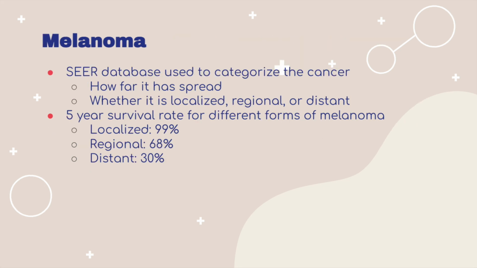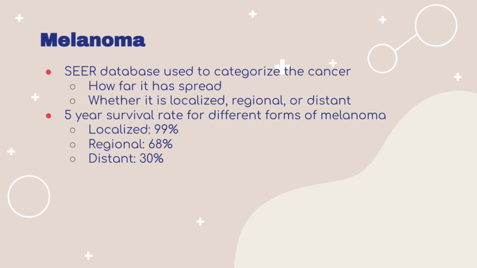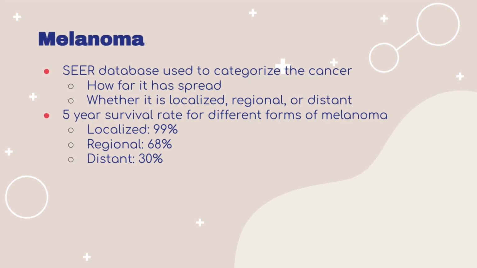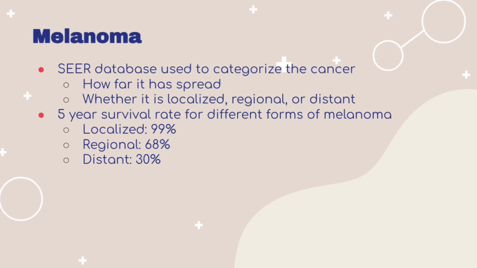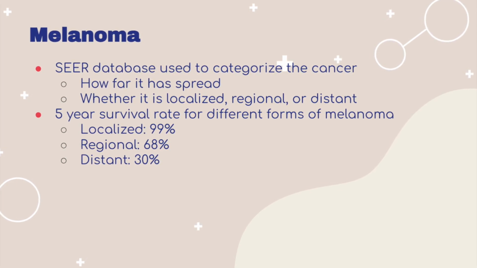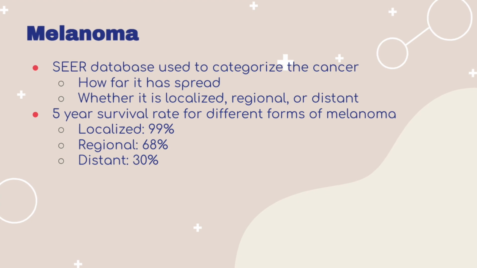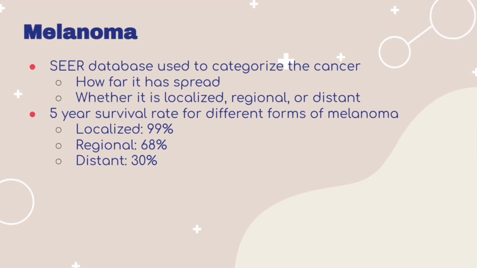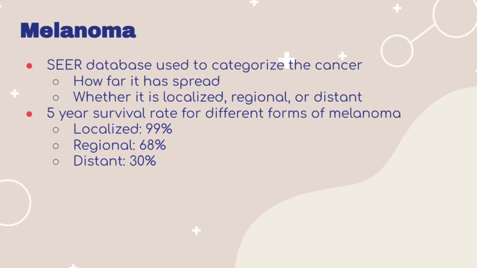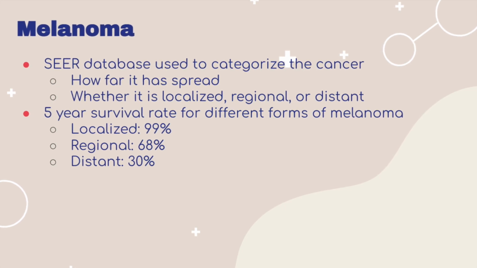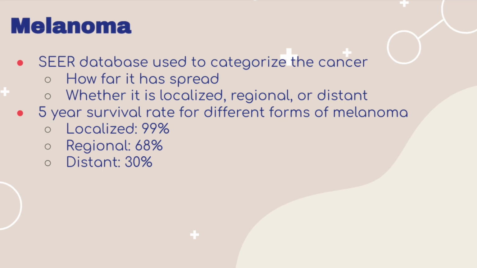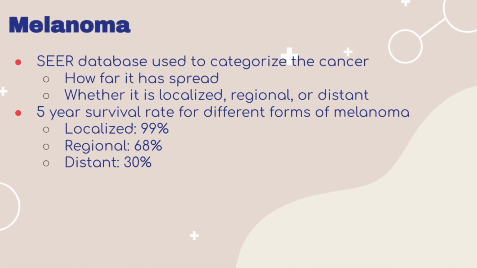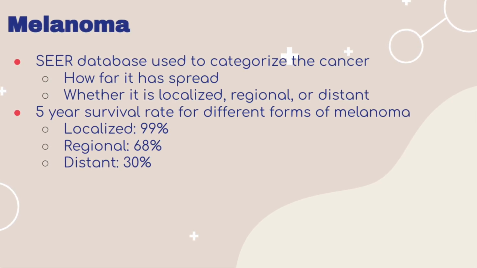Regional cases have spread to nearby structures or the lymph nodes, and distant cases have spread to other parts of the body like the liver or lungs. Each category has a different 5-year survival rate percentage. Localized has a 99% survival rate, regional has a 68% survival rate, and distant has a 30% survival rate. While these percentages are accurate, these are based solely on the stage of cancer when first diagnosed, and don't take into account the factors that may affect a patient's prognosis.